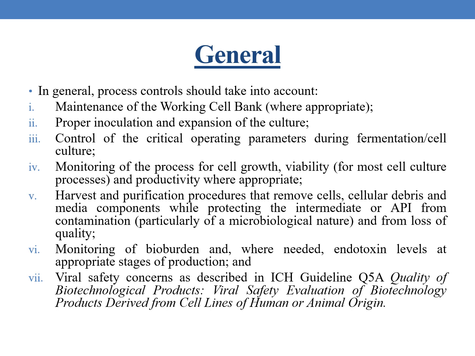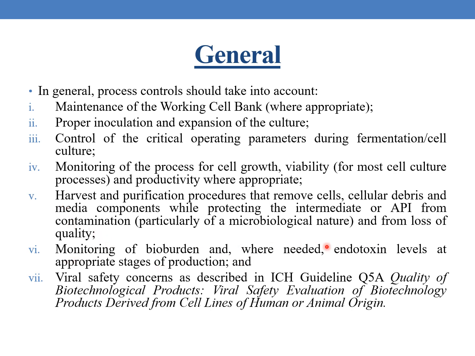In general, the process control should take into account the following: maintenance of the working cell bank where appropriate; proper inoculation and expansion of the culture; control of the critical operating parameters during fermentation or cell culture; monitoring of the process for cell growth, viability for most cell culture processes, and productivity where appropriate; harvest and purification procedures that remove the cells, cellular debris and media components while protecting the intermediates or API from contamination and from loss of quality.